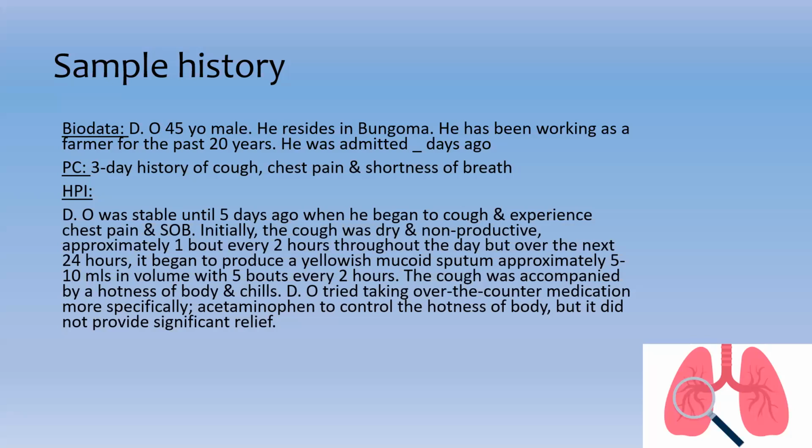Then in the HPI, DO was stable until 5 days ago when he began to cough and experience chest pain and shortness of breath. Initially, the cough was dry and non-productive, approximately one bout every 2 hours throughout the day. But over the next 24 hours, it began to produce a yellowish mucoid sputum, approximately 5 to 10 mils in volume, with 5 bouts every 2 hours. The cough was accompanied by a hotness of body and chill. DO tried taking over-the-counter medication, more specifically acetaminophen, to control the hotness of body, but it did not provide significant relief.